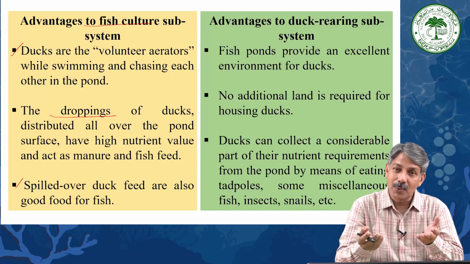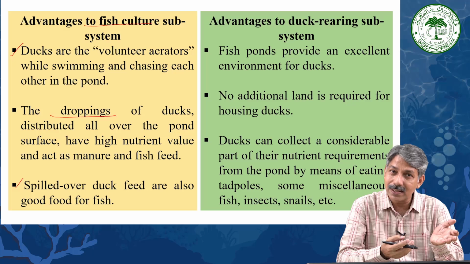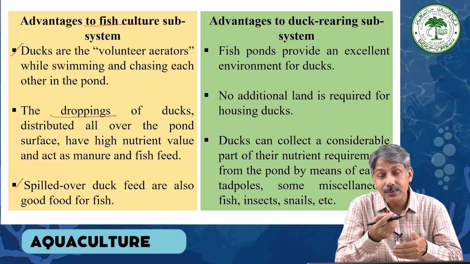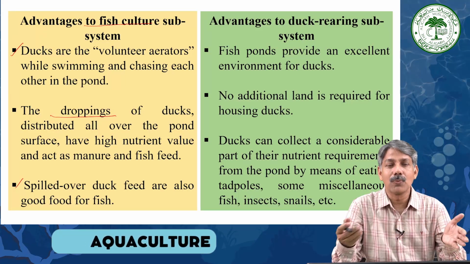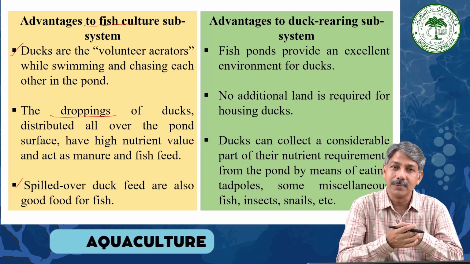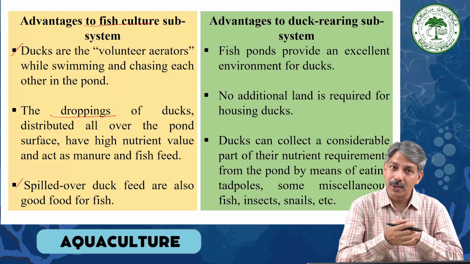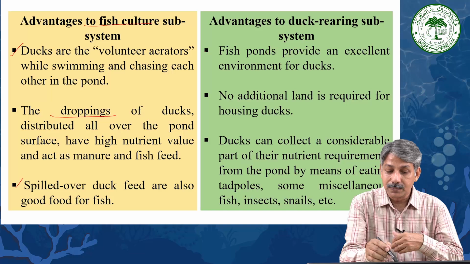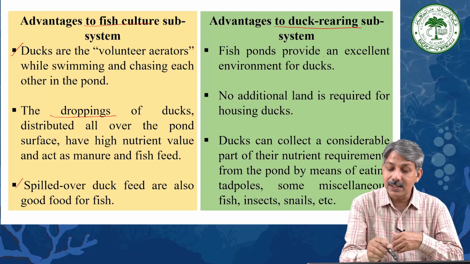So the pond is getting benefited, fishes are getting benefited by getting more and more nutrients from the duck house or duck rearing system, and ducks are getting benefited by getting a good environment for swimming and getting live food or natural food from the pond that improves their growth performance. So both are benefited.